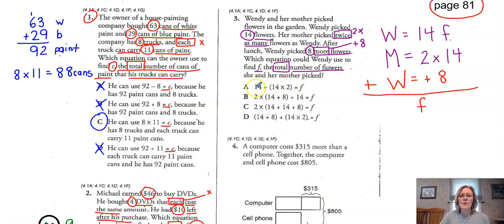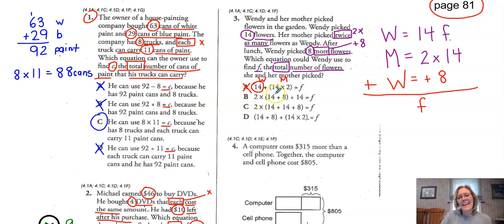Okay, so if we look through each of these, which of these kind of matches what we have? Well, look on number one, we have a 14. That's Wendy. Yay. And then we need to add her to mom. Mom was 2 times 14. And we can switch those factors, 14 times 2. Okay? But this one doesn't have the extra flowers in it that she picked after lunch.